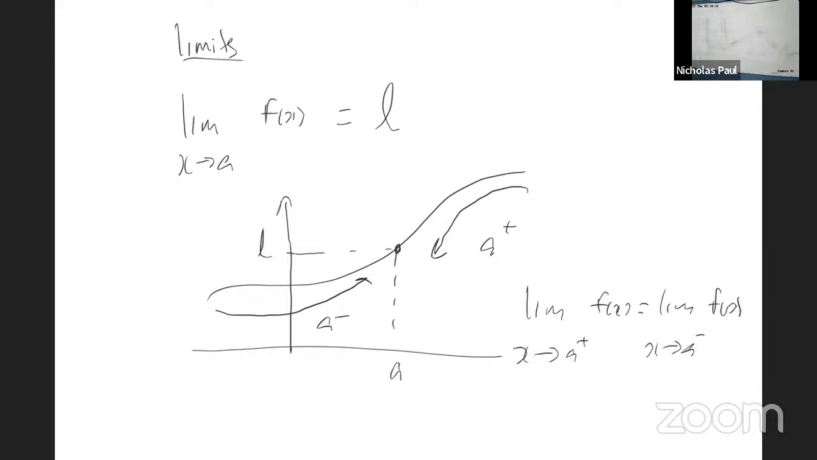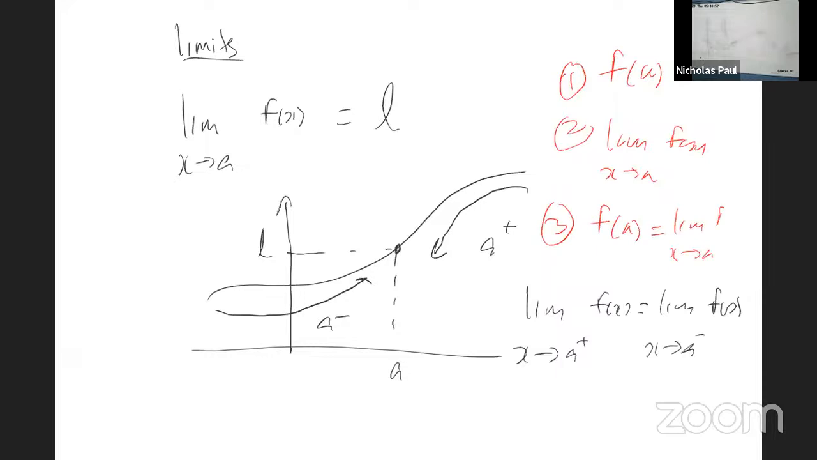Then we also talked about continuity, and we said that there are three rules to continuity. One, f of a must exist. Two, the limit as x approaches a must also exist. And third thing, f of a must be equal to the limit as x approaches a. Okay, so that's basically what we did last day.